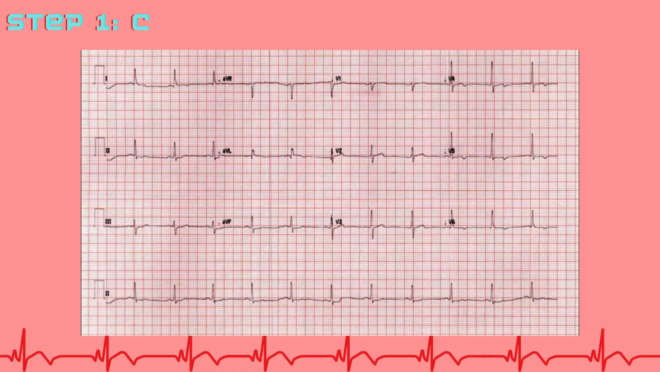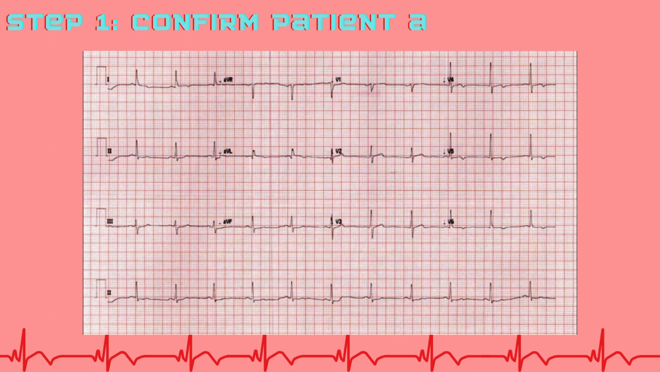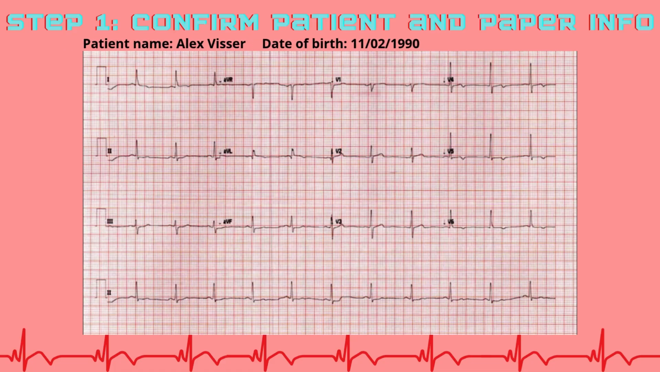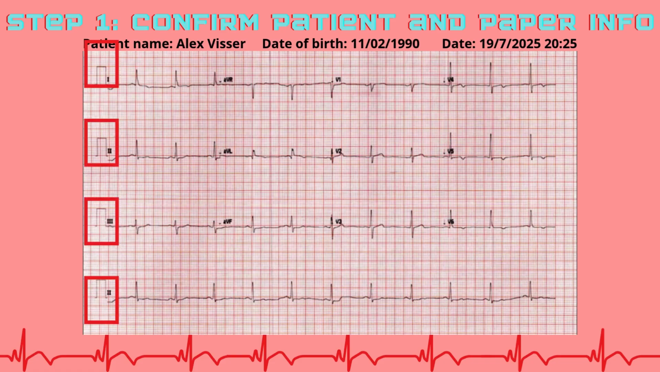Step 1 is confirm the patient and paper info. Is it the correct patient name, age, and is it the right date and time? Is the machine calibrated? 10 mm per millivolt and 25 mm per second. As you can see in the square here.